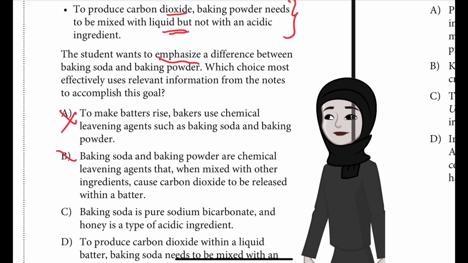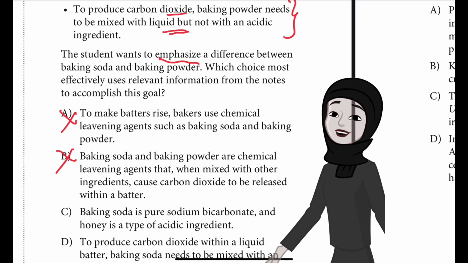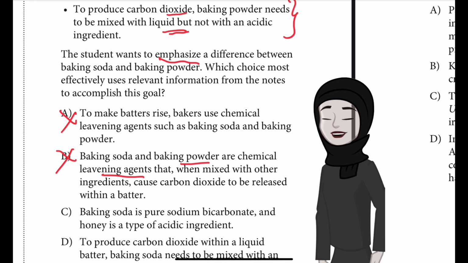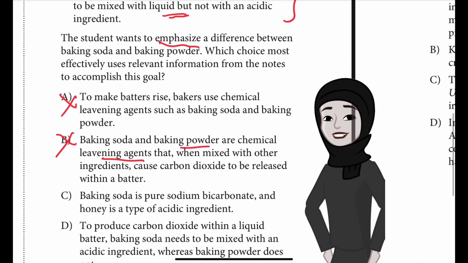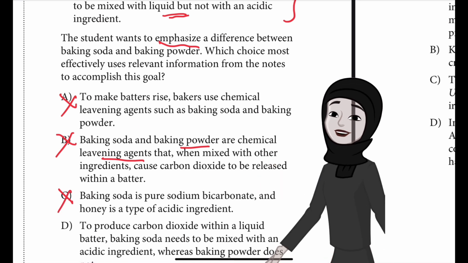B is also incorrect because this sentence provides a general description of baking soda and baking powder. It's just telling that baking soda and baking powder are chemical leavening agents. It doesn't emphasize the difference between them. And C is incorrect. The sentence explains what baking soda and honey are. It doesn't emphasize the difference between baking soda and baking powder.